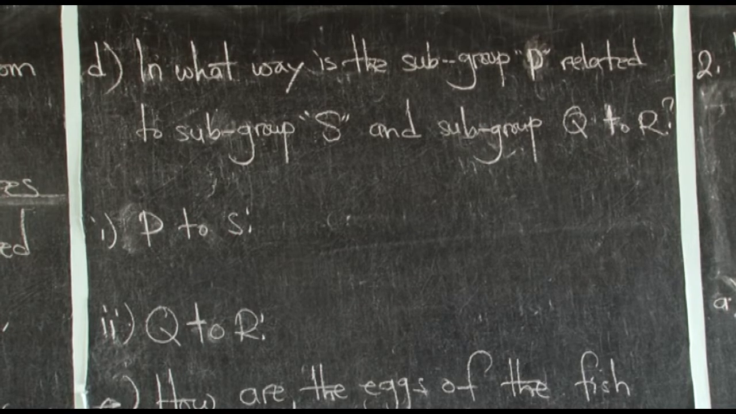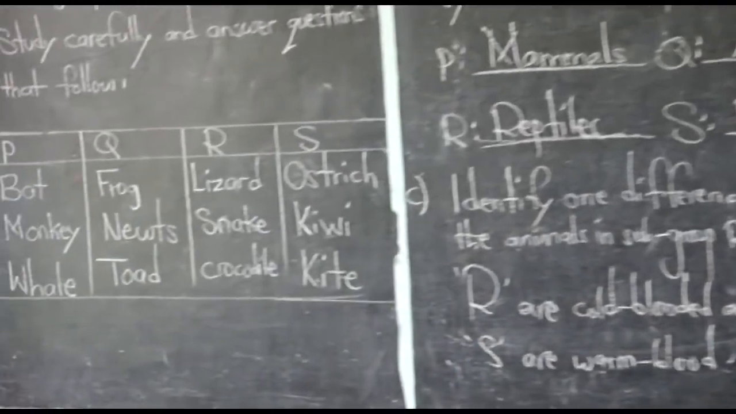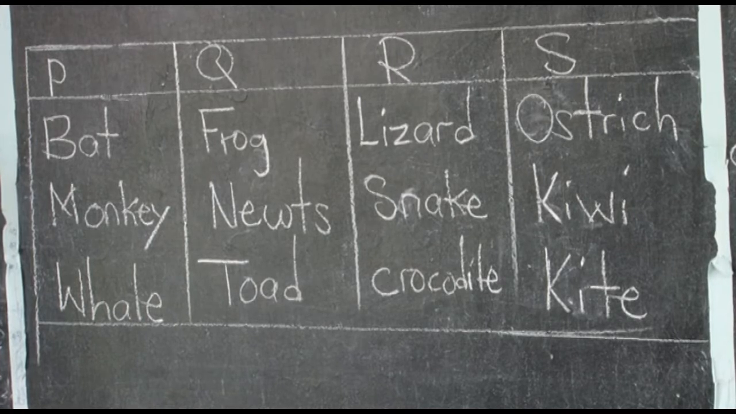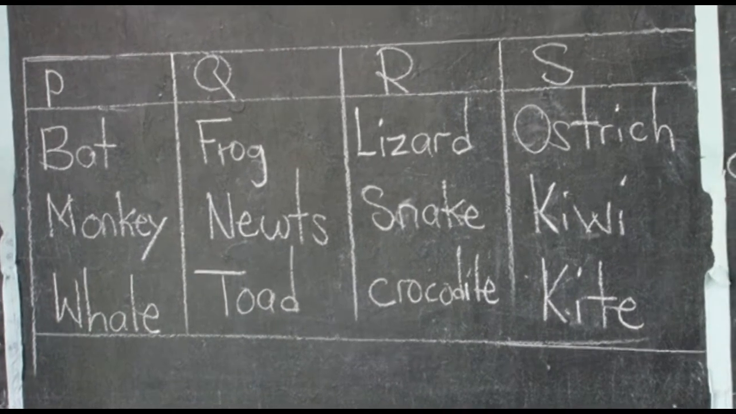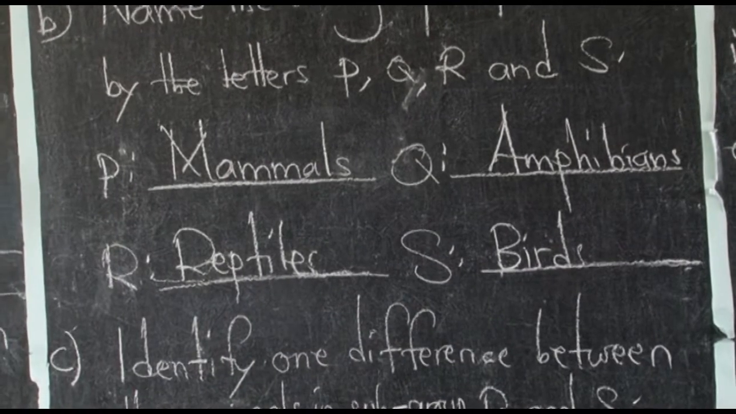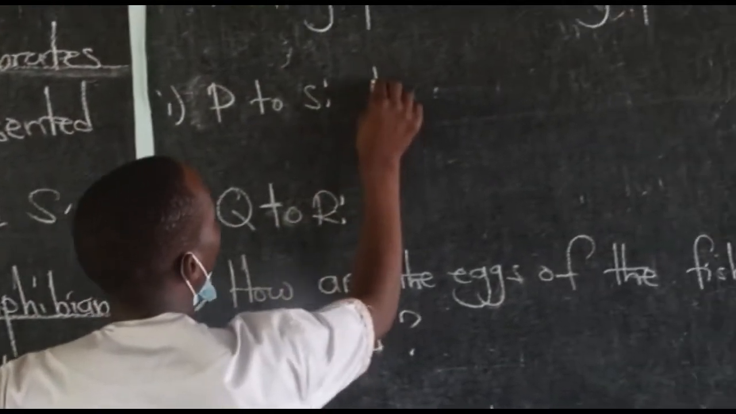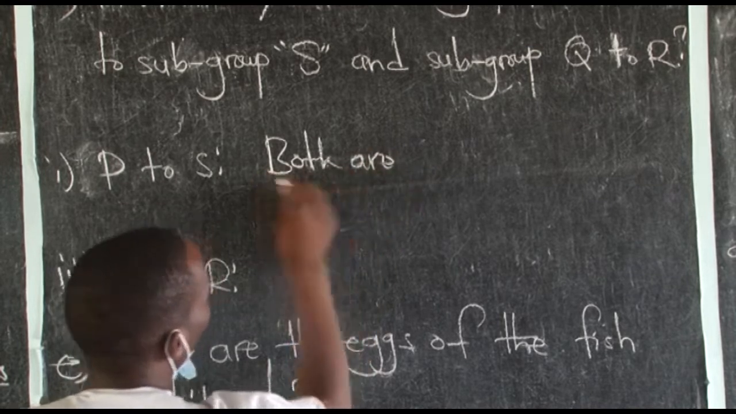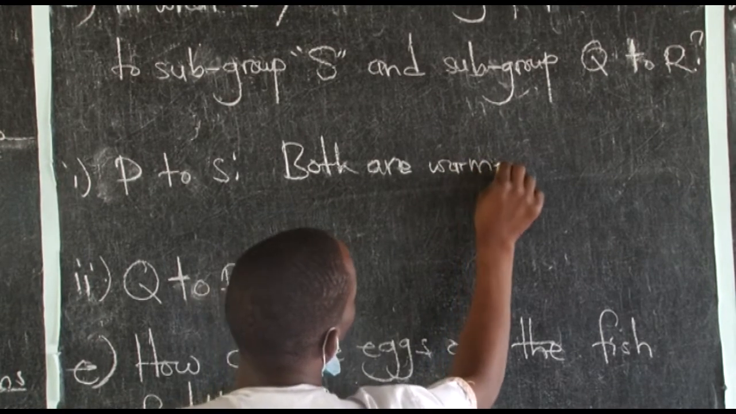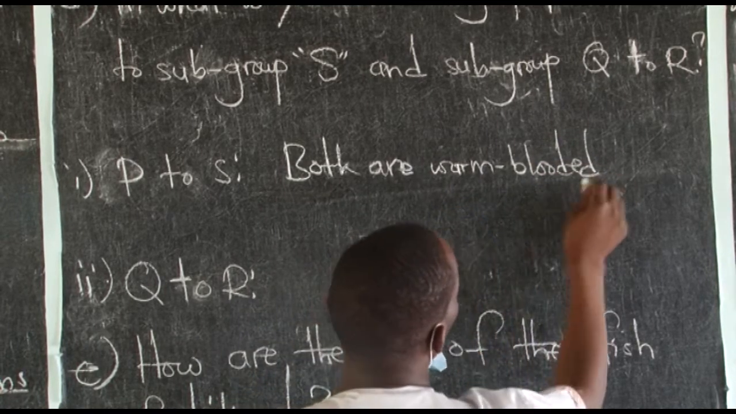How are they related? Yes, we said that P, they are mammals. And then S, they are birds. Birds are also animals, by the way. So we can say the similarity between these animals, we find the mammals are warm-blooded, and then birds are also warm-blooded. So that's the feature which is linking them. We can simply state both are warm-blooded animals.